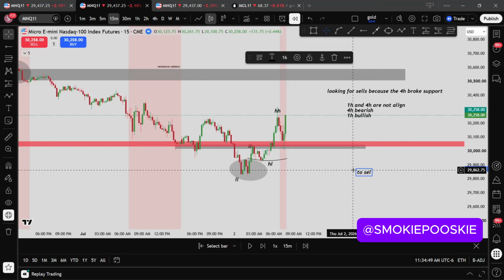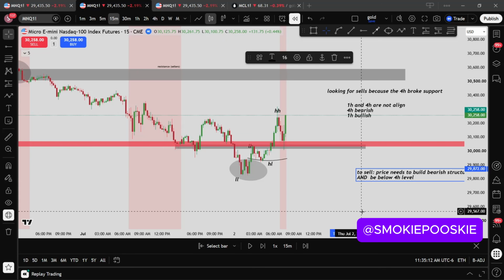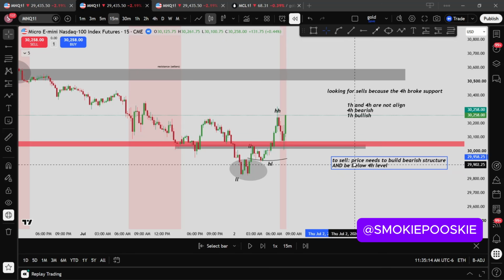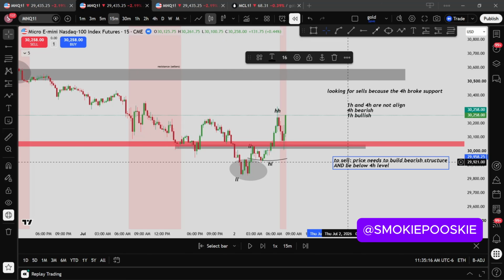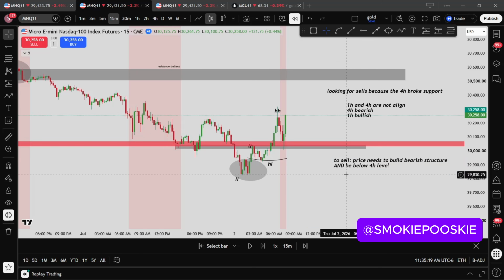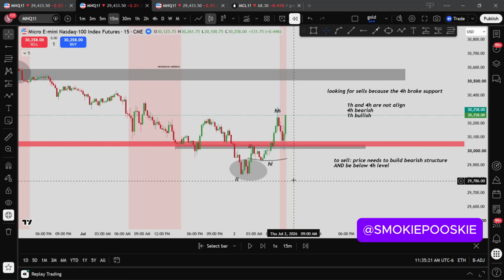So to sell, price needs to build bearish structure and be below my 4-hour level, because that's where I know for sure sellers are in control. And if I want to be a seller, I want to be somewhere where sellers are going to be in control. That's it. So I know under this level, sellers are in control.